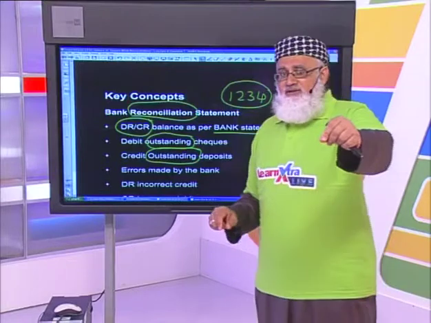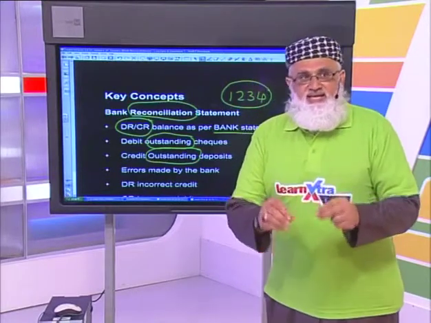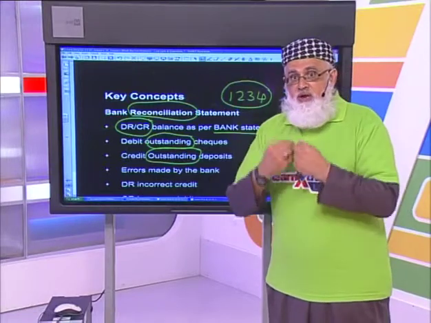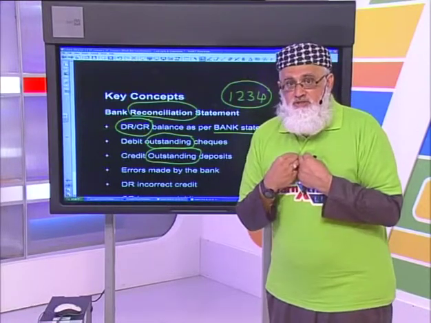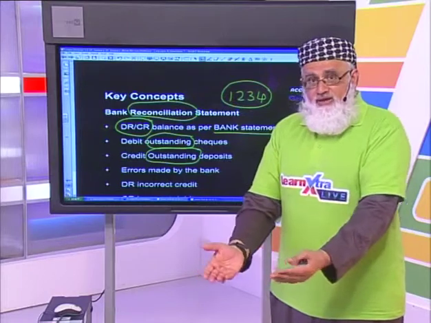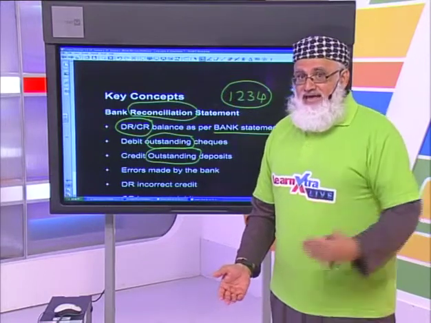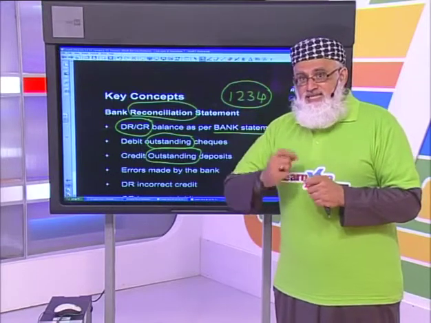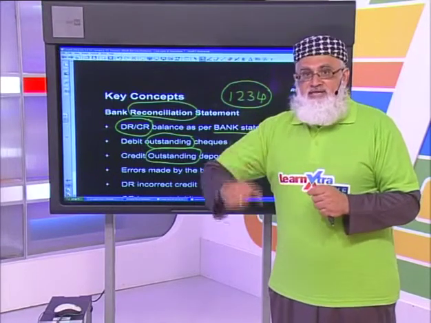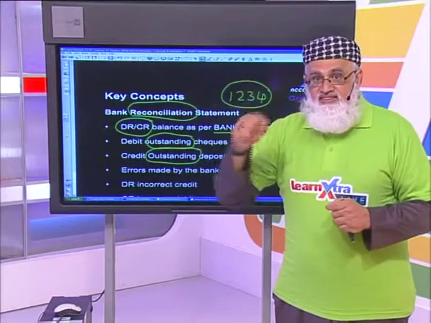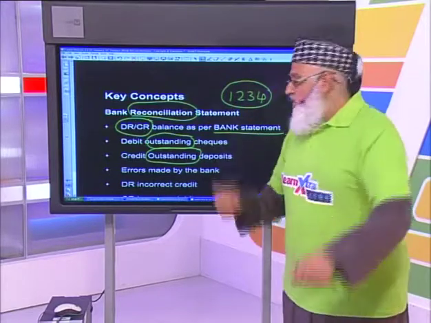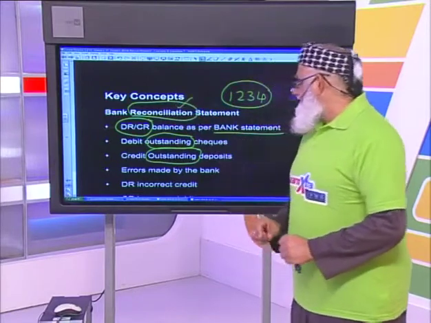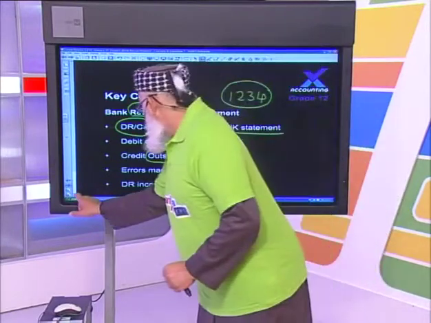What's going to happen? That money is now going to be shown as an amount in my bank account. No fault of the bank. Obviously, the opposite party had made an error. But in terms of us and our bank, this is deemed to be an error made by the bank. And therefore, this type of error will be corrected in my bank reconciliation statement.